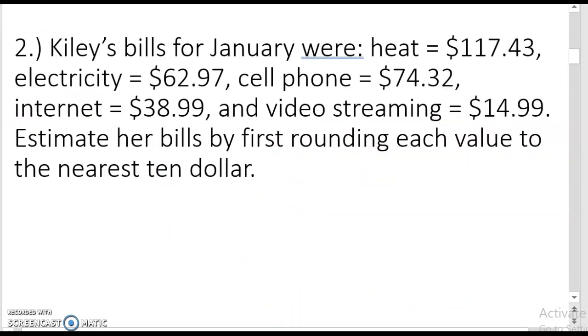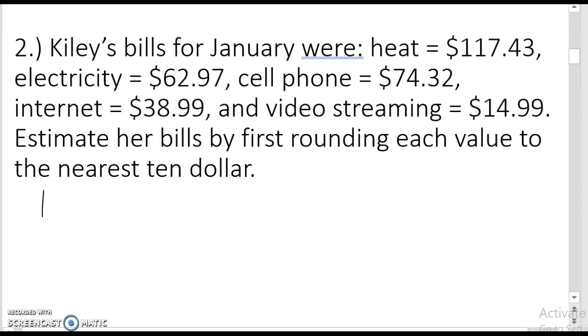Kylie's bills for January were heating was $117.43, electricity $62.97, a cell phone bill of $74.32, internet of $38.99, and video streaming for $14.99. Estimate her bills by first rounding each value to the nearest $10.